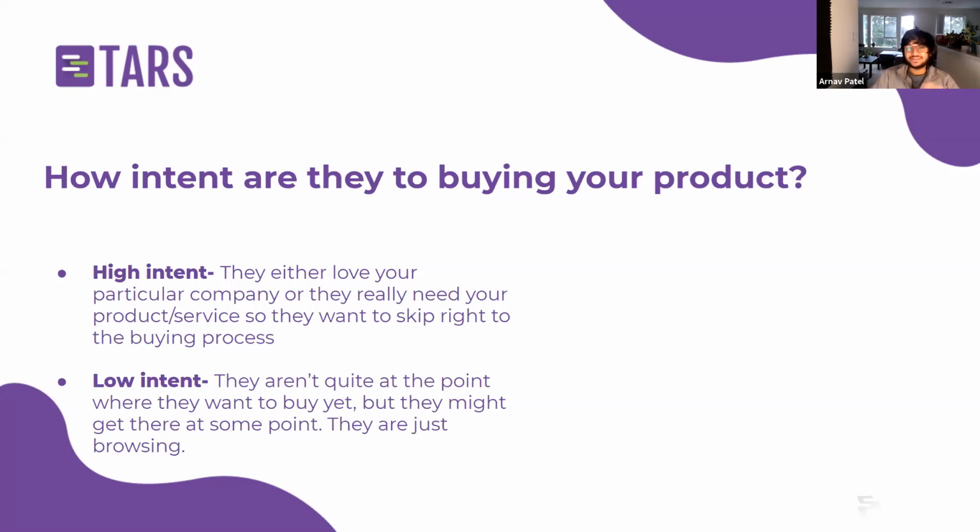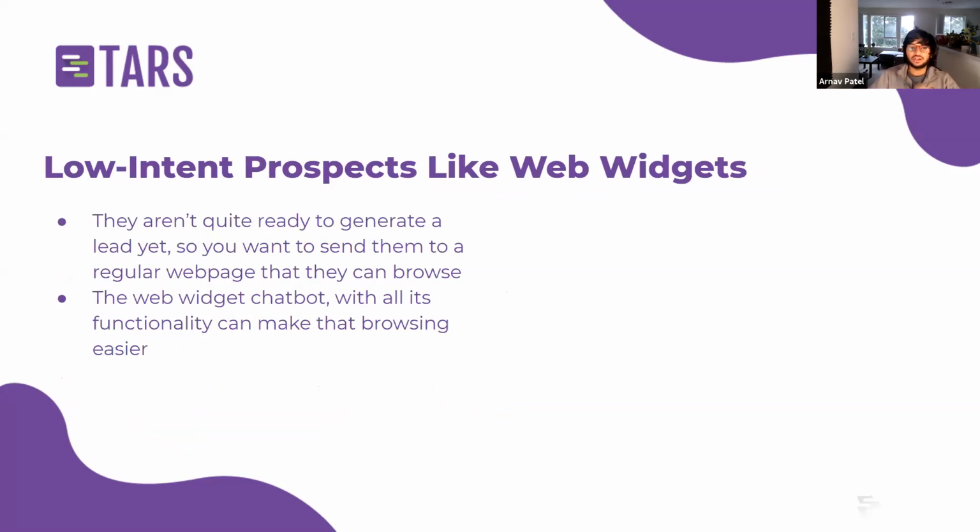Now, jumping right into how these map out onto the types of chatbots that we have, low intent prospects tend to like web widgets a little better. They aren't quite ready to generate a lead yet. So you want to send them to a regular web page where they can just browse. Regular web pages, websites, even traditional landing pages are great for browsing. There are all these folds with images on them, with text on them. You have testimonials. You have your branding plastered all over. The customizability of the GUI interface makes each website, each web page feel unique to that company, and that's great for people who are just browsing.